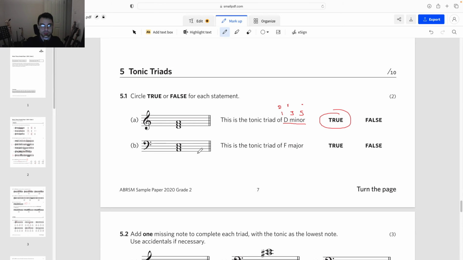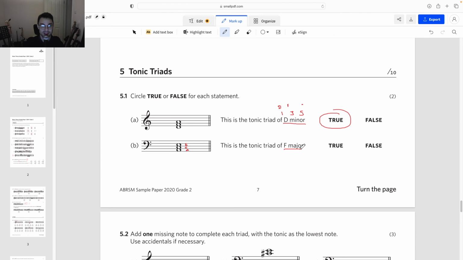All right, question B. This is the tonic triad of F major. So what are they doing here? They're trying to trick you into not looking at the clef and just assuming that that's an F there. That is not an F because we're in the bass clef, and that's an A. All right, that's A, that's C, and that's E. So that's actually an A minor triad.